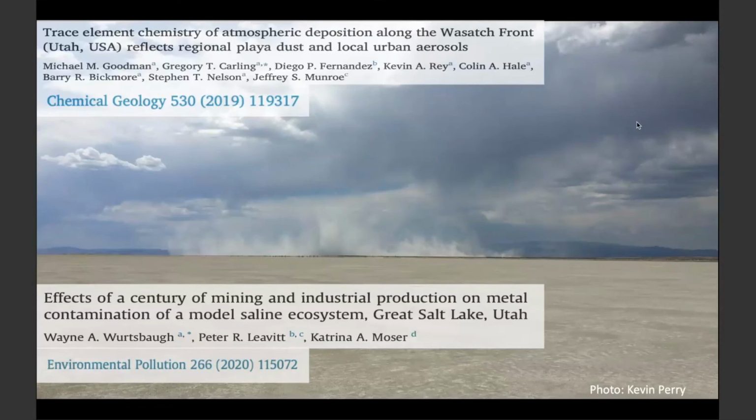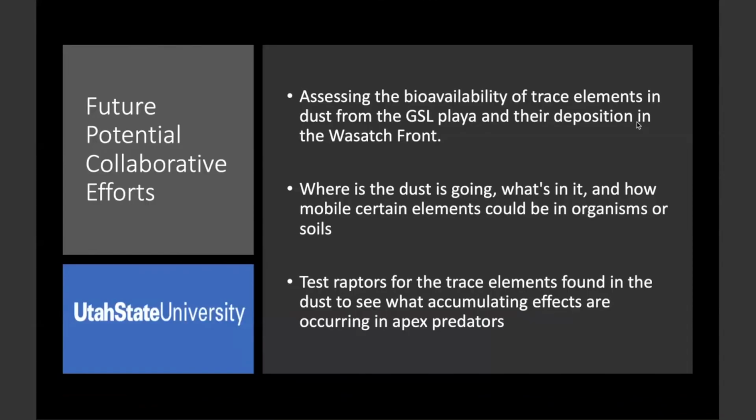There's particularly a PhD student that I'm working with who is assessing the bioavailability of those trace elements in the dust and trying to determine where their deposition is along the Wasatch Front. And so she's able to say, okay, where is the dust going? What's in the dust? What's attached to that dust? And how mobile are certain elements, and could they be available for organisms or in the soil?